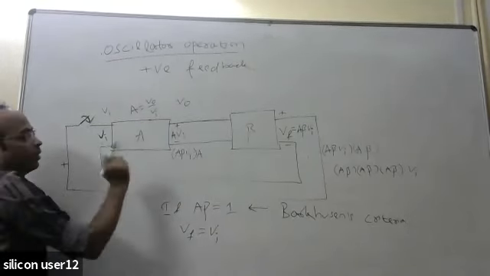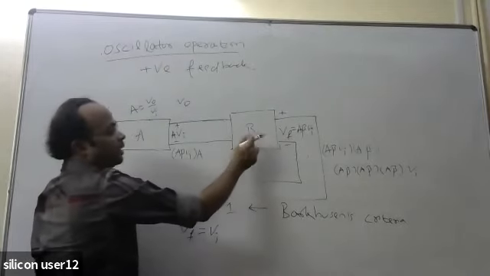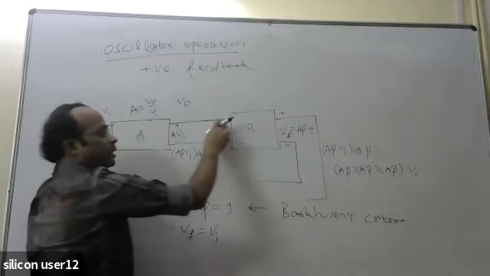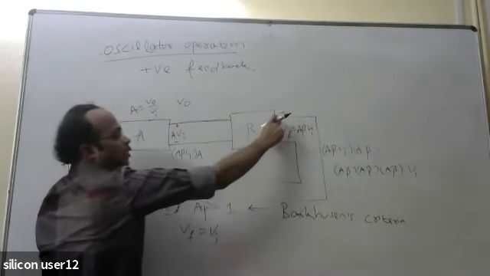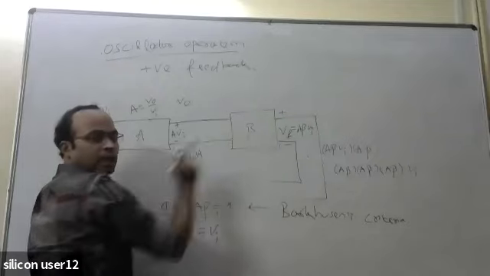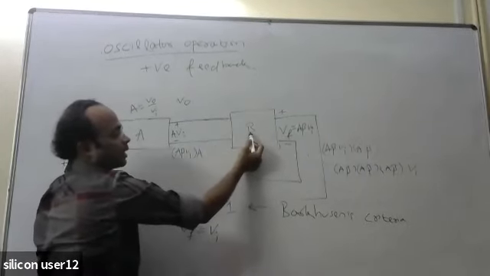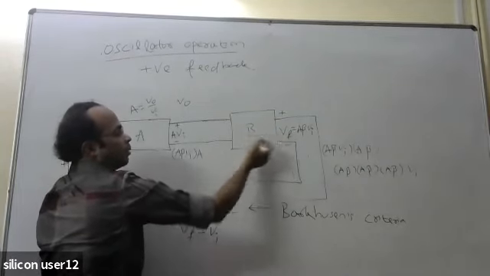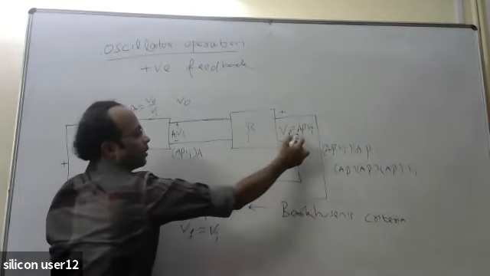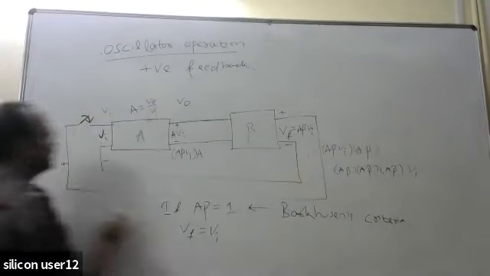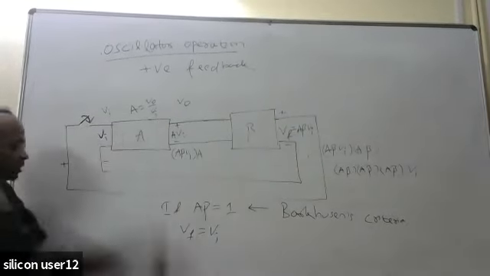Similarly, beta means the gain of this feedback block. That means its output by its input, and this output equals its input into beta. Here this input is A Vi and its gain is beta. So finally it will be multiplied: A Vi into beta, or A beta Vi. So now this A beta Vi is given as an input. So now it is not only Vi.